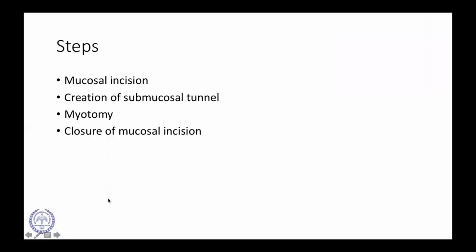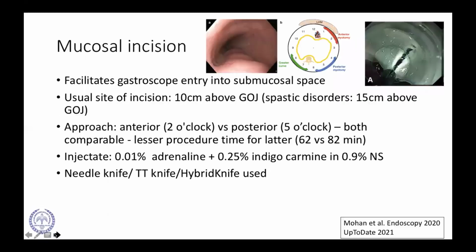The steps of POEM for achalasia cardia would include the following: mucosal incision, creation of a submucosal tunnel, myotomy, and closure of the mucosal incision. The mucosal incision helps to pass the gastroscope into the submucosal space. The usual site of incision is about 10 centimeters above the GOJ. However, in spastic disorders, it's about 15 centimeters above the GOJ.